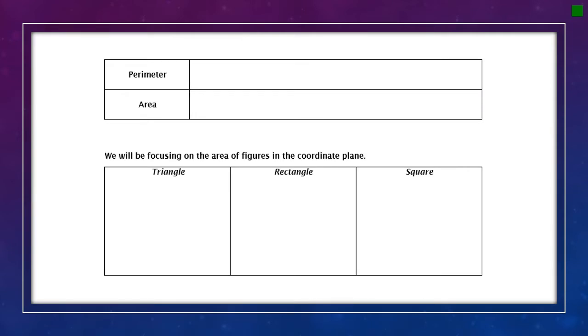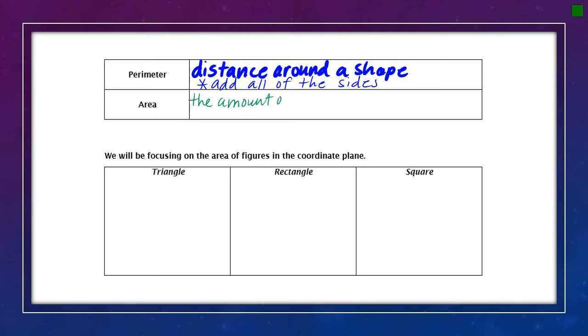The perimeter of a shape is the distance around it. The way that you find the perimeter is to add up all of the sides. The area of a shape is the amount of space in that shape. And the way that you calculate it is by using formulas that we're going to talk about.